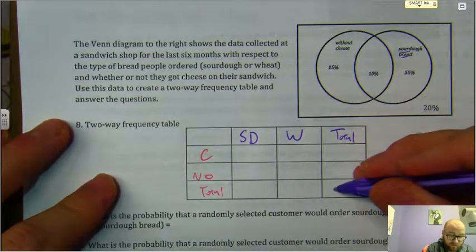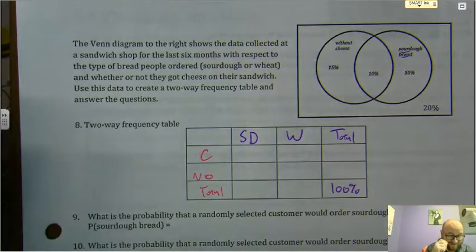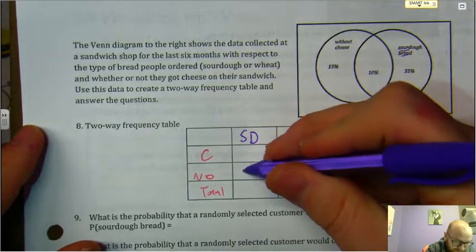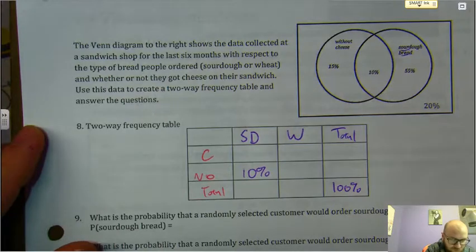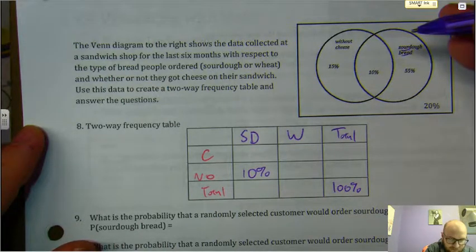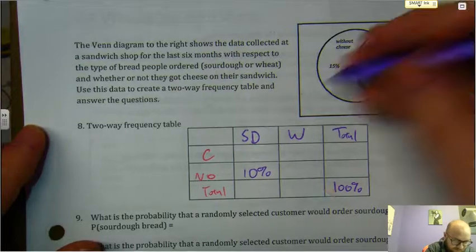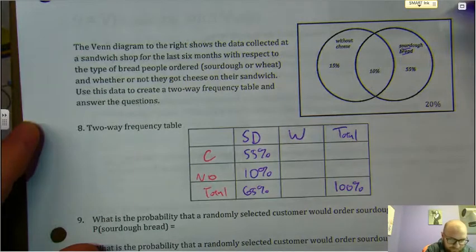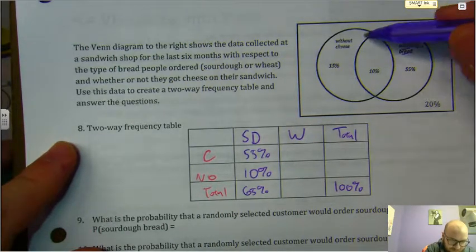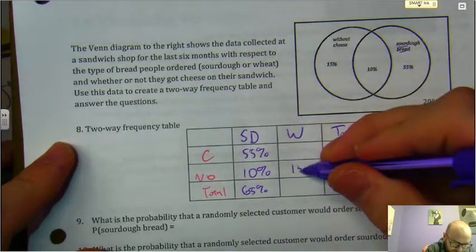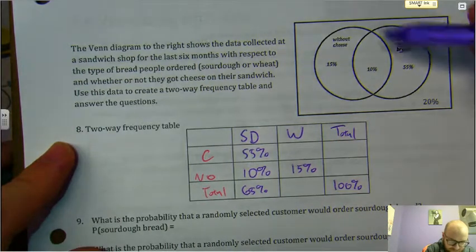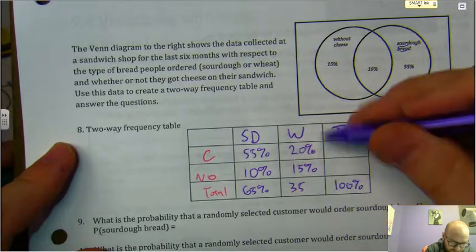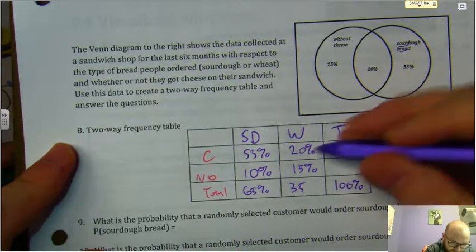So our total is going to be 100%, right? By the time we're done, it'll be 100%. Sourdough without cheese is 10%. Sourdough with cheese is 55%, giving us 65% sourdough. Wheat without cheese is 15%. Wheat with cheese is 20%, giving us a total of 35%. This gives us 75%. This gives us 25%.